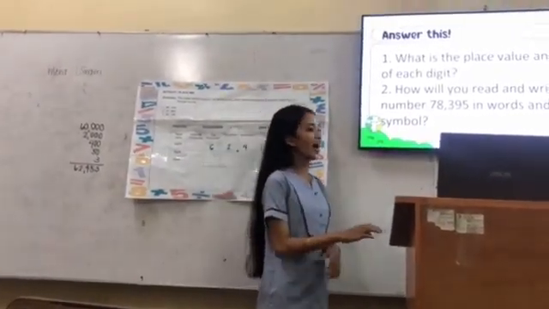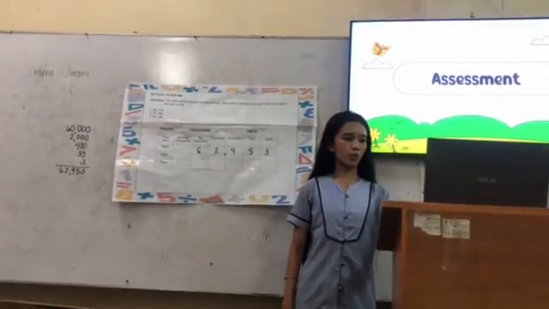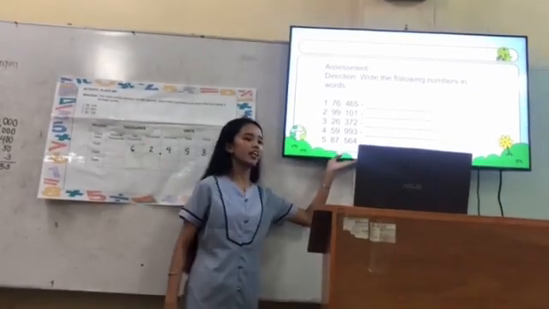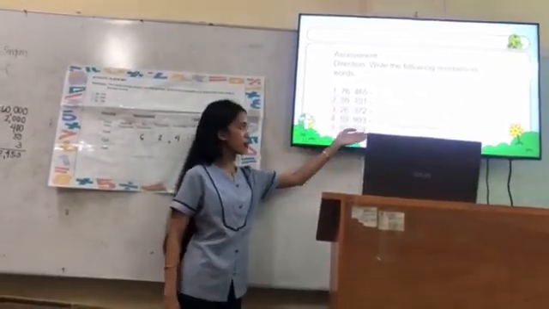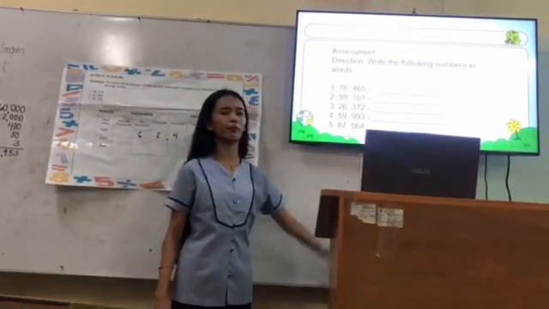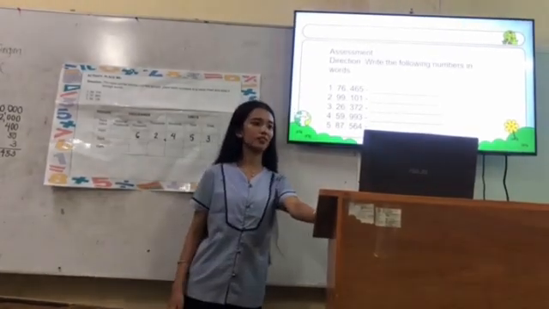So let's have an evaluation. Get one-half crosswise. In our direction, read the following numbers in words. All you have to do is write each number in words here in the blank. Okay, write it on paper. You will start now. Okay, class, pass your papers.